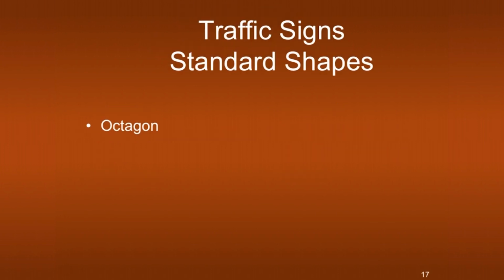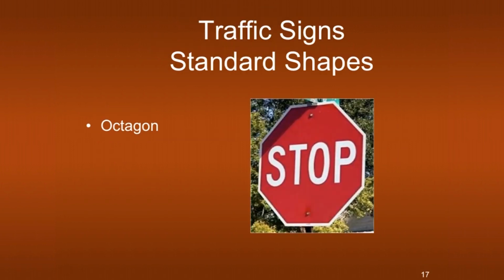And again, the octagon is a stop sign, and it will almost always be red. The exception would be perhaps if it's in a construction zone, it might be orange, but for the most part, even in a construction zone, the octagon is always going to be red. It is uniquely the stop sign.